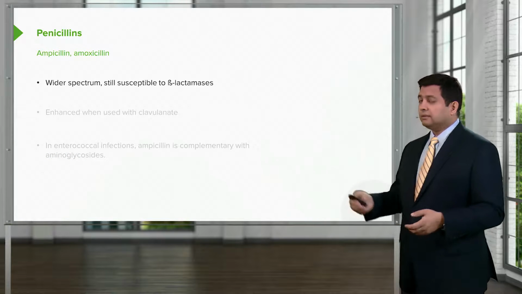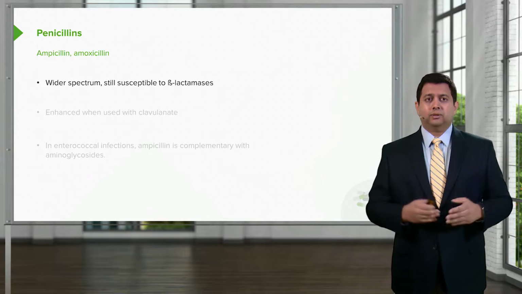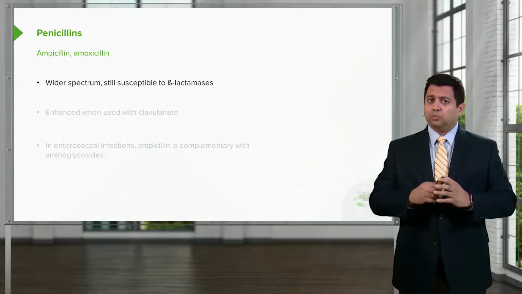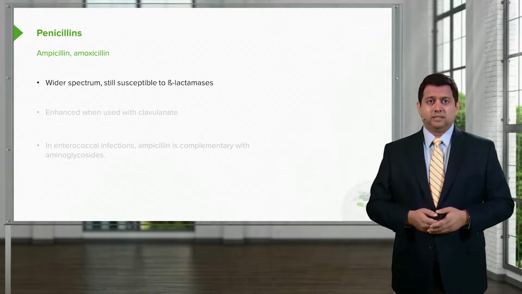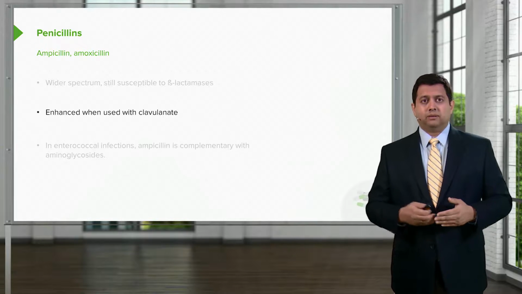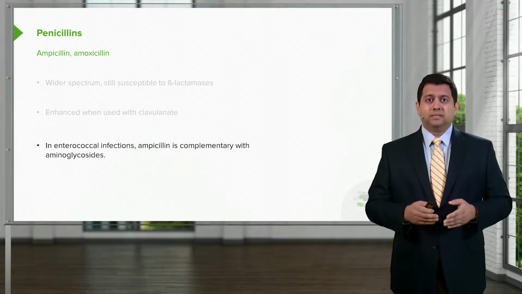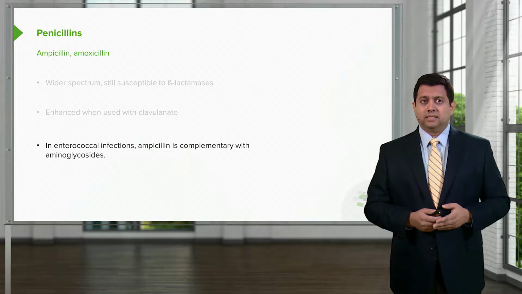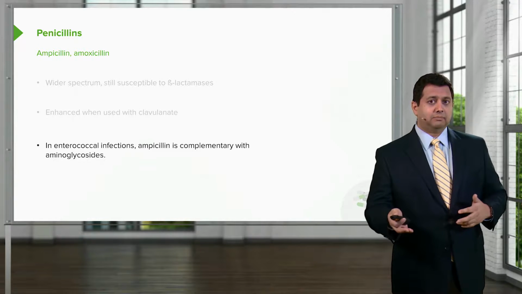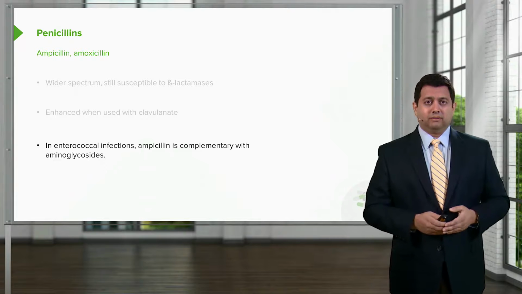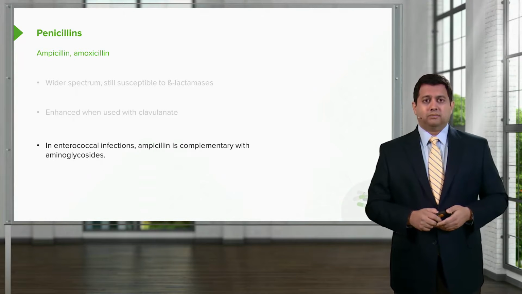Now, ampicillin and amoxicillin you're probably quite familiar with. In fact, I would bet that at least some of you have been on these medications yourselves. These are wide-spectrum agents, but they are still susceptible to beta-lactamases. They are enhanced when combined with clavulanate, and in enterococcal infections, ampicillin is complementary with aminoglycosides. So in enterococcal infections, we'll often use combinations like ampicillin-gentamicin because they work very well together. That's called bacterial synergy, and I'm going to mention it again when I talk about gentamicin.